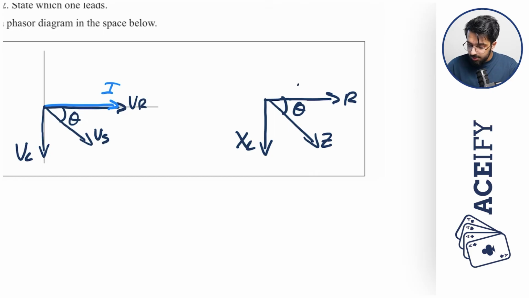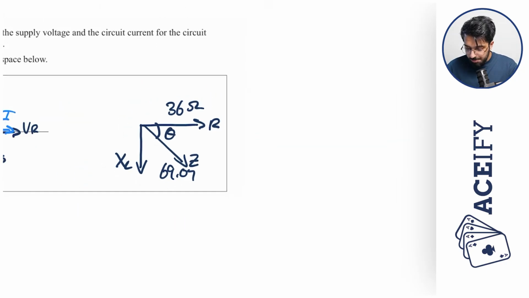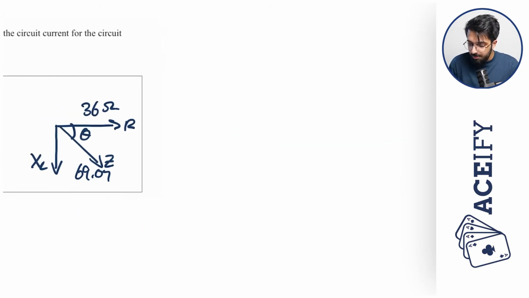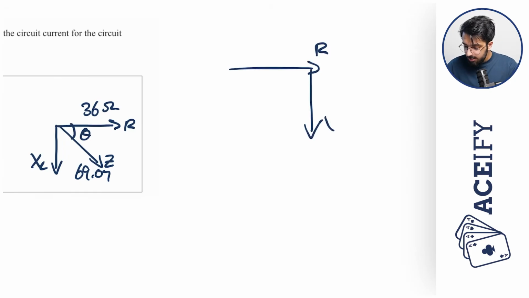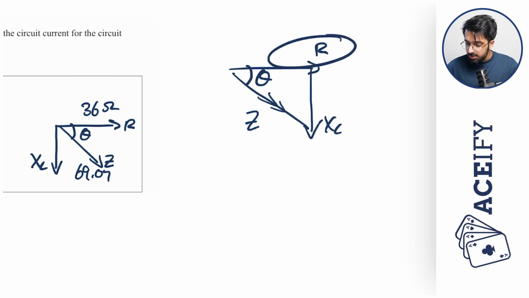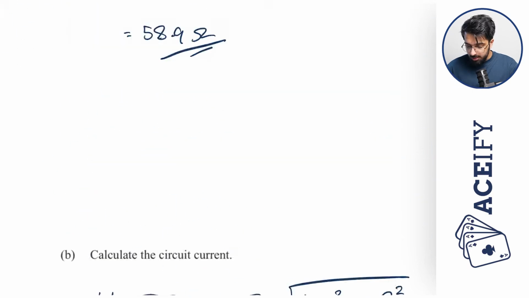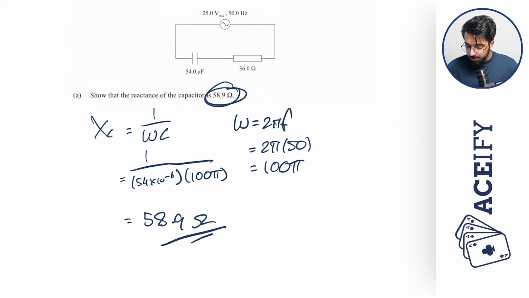We know the resistance value is 36 ohms, and we know our total impedance is 69.07. So if we make a vector triangle off of this, we have our resistor coming like so. Then we would have our XC coming over here, and this will be our Z value right here. And this angle is the one we're interested in, theta. In order to find theta, I'm going to use the value of our resistor and the value of our reactance of our capacitor. The reason for that is because those are the values that we are given.